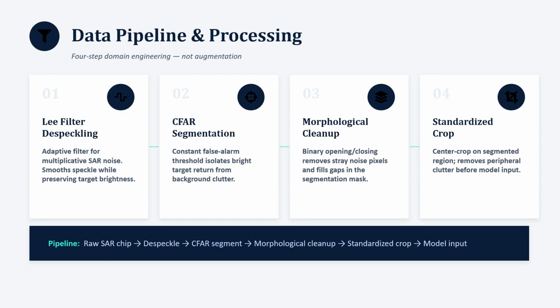And coming to my pipeline overview, my pre-processing pipeline has 4 steps. Step 1 is the Lee filter, which removes radar noise. Step 2 is CFAR segmentation, which isolates the vehicle from the background. Step 3 is morphological cleanup, which removes any leftover noise pixels. And step 4 is cropping the image to a fixed 64 by 64 size. This is real domain engineering, not just basic augmentation.